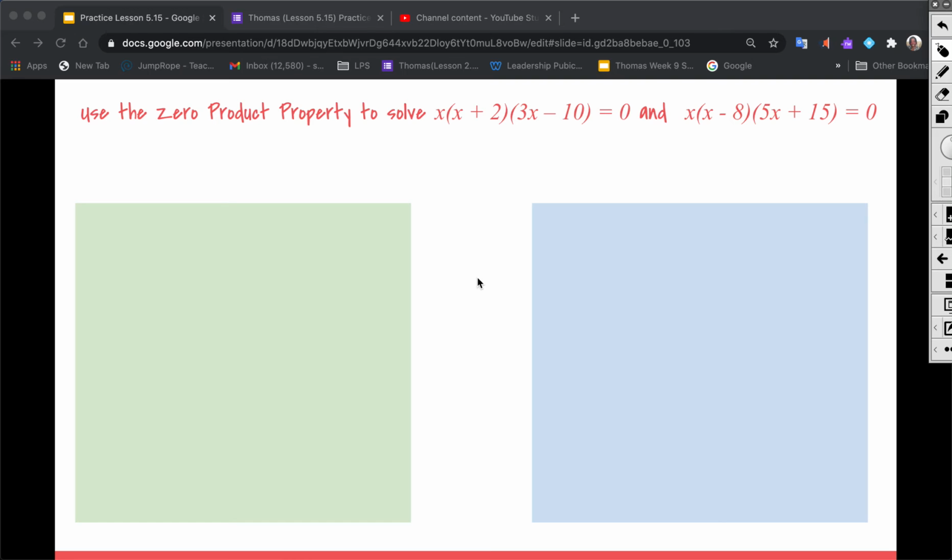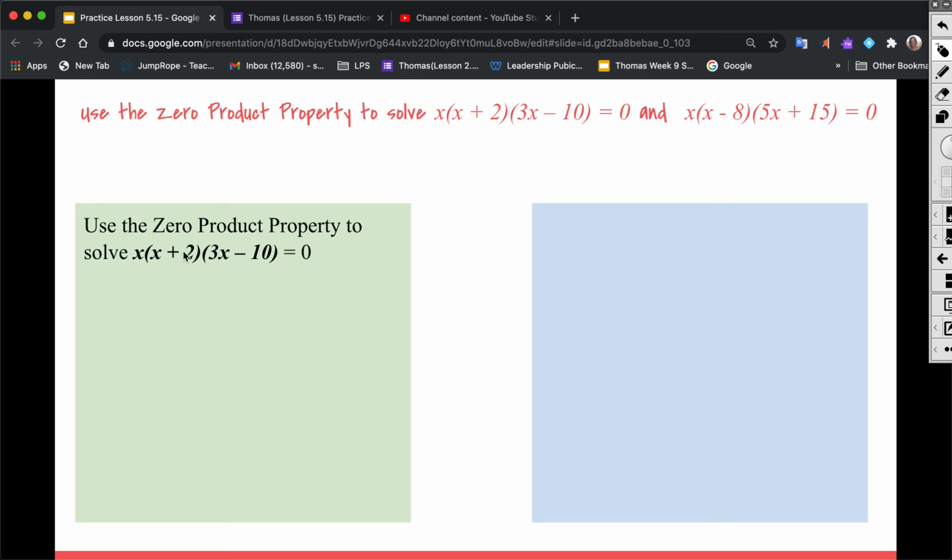All right, so for this particular question, it says use the zero product property to solve x times (x + 2) times (3x - 10) = 0, and x times (x - 8) times (5x + 15) = 0. So let's go with the very first question. Now, using the zero product property to solve x(x + 2)(3x - 10) = 0.